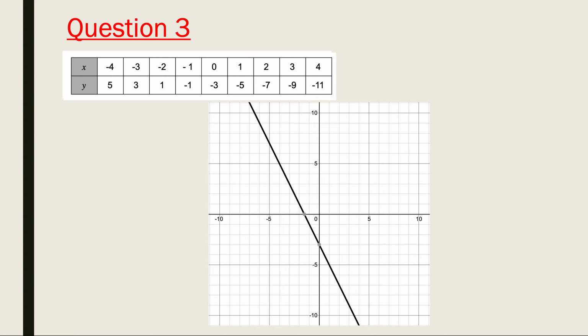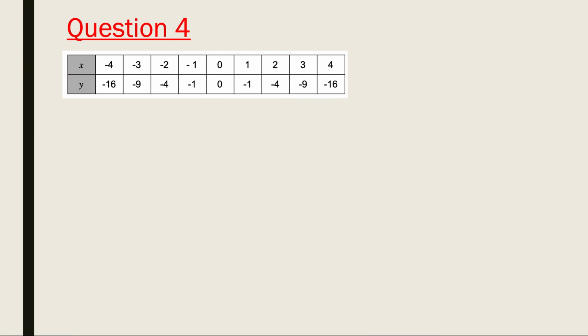Wonderful. So hopefully when you have plotted, you got a graph like this one. It is a linear relationship. It is a line. And the formula is y equals negative 2x take away 3. We can see that the y-intercept here is negative 3. And the gradient is negative 2 over 1. Fantastic. Now question 4, we have our table.